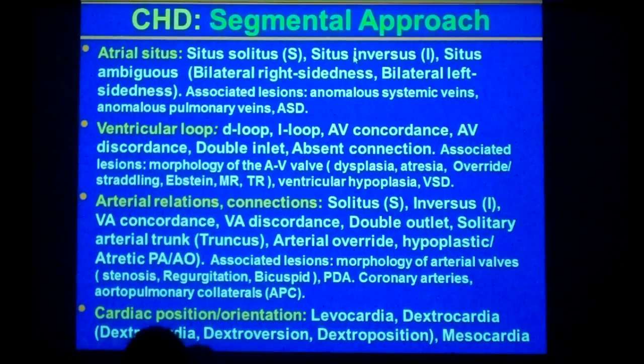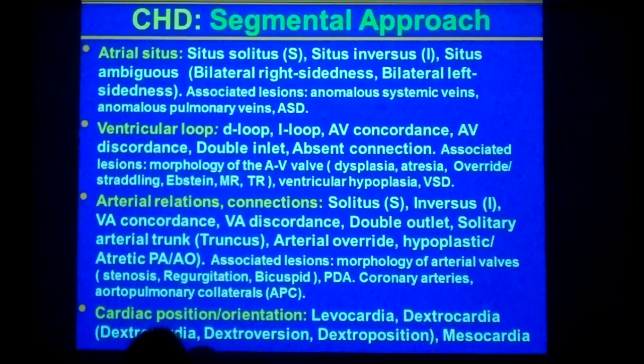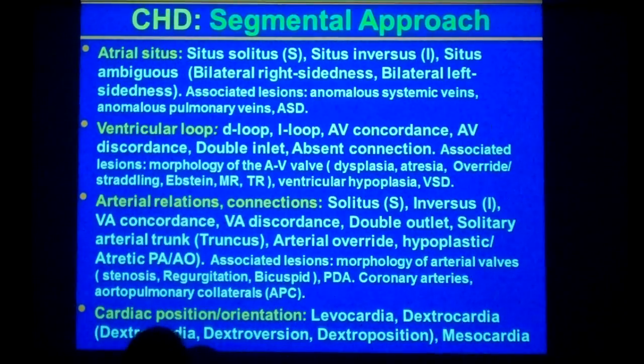If there is inversion of this arrangement, that's called situs inversus. That means right atrium has gone to the left side and left has come to the right side. If it's neither solitus nor inversus, it's a confused situation, that's called situs ambiguous. If you look in the abdomen in situs ambiguous, you may have absent spleen. Absent spleen means it's a right side in the body, right? Right side does not have a spleen. So it's also called bilateral right-sidedness. Or you can have multiple spleens. Spleen is a marker of left side. So that also may be called bilateral left-sidedness.